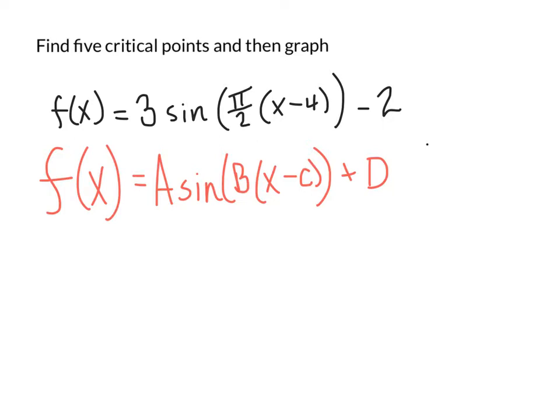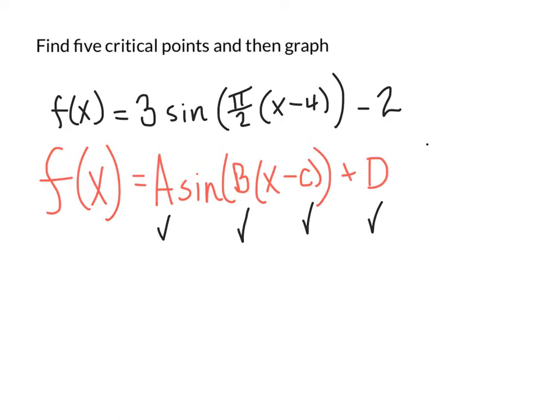Remember that your value of a helps you determine the amplitude of your function. B helps you determine the period of the function. C is the horizontal shift or phase shift, and D is the vertical displacement of the function.